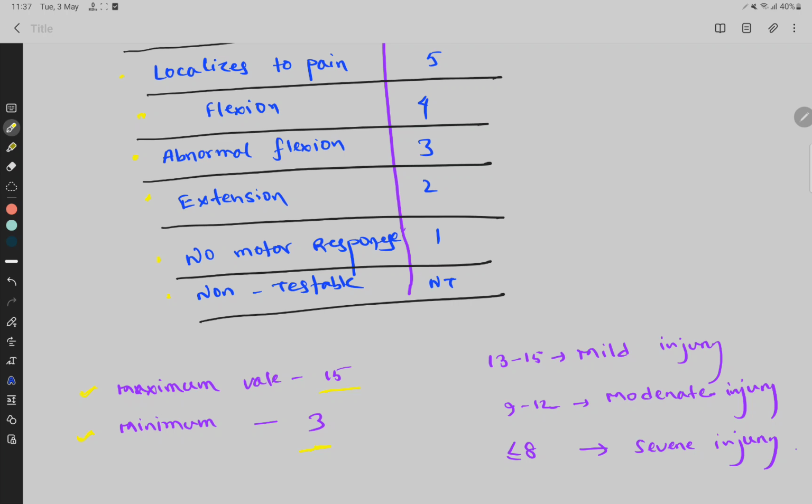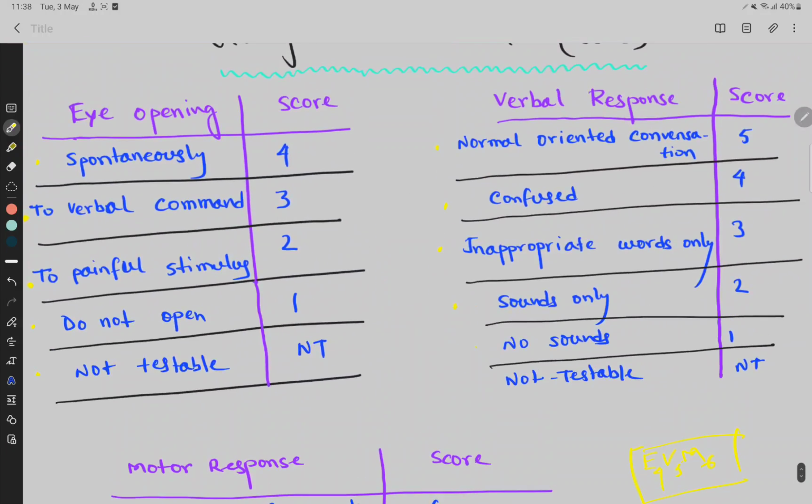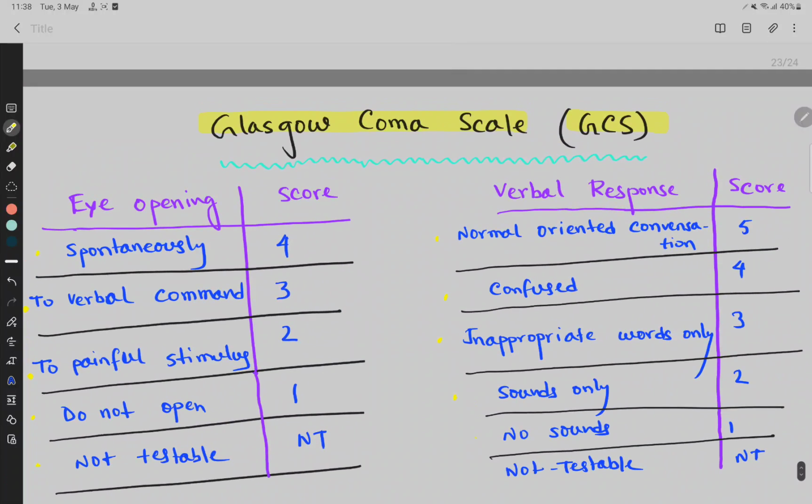Okay, so by this calculation we can tell whether the patient's condition is mild, moderate, or severe. If the calculation result is 13 to 15, then that is called mild injury. If it is 9 to 12, then it is called moderate injury, and if less than or equal to 8, that is called severe injury. Okay, so the Glasgow Coma Scale is very important.